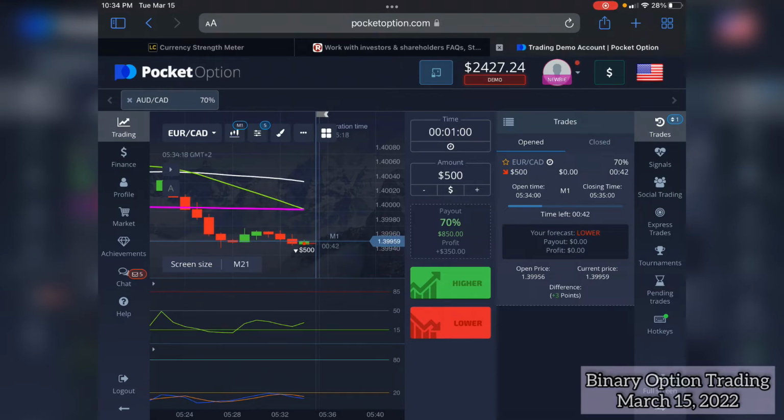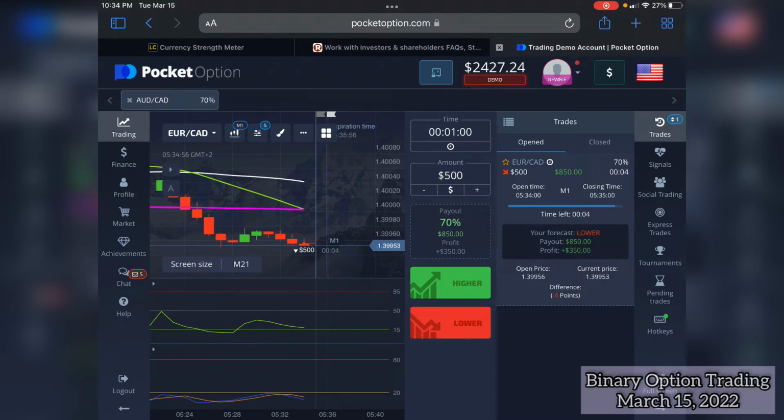Now we wait 40 seconds. I've taken my position as a sell, and now we have nothing better to do than just wait. And as we wait, we've got 10 seconds left.